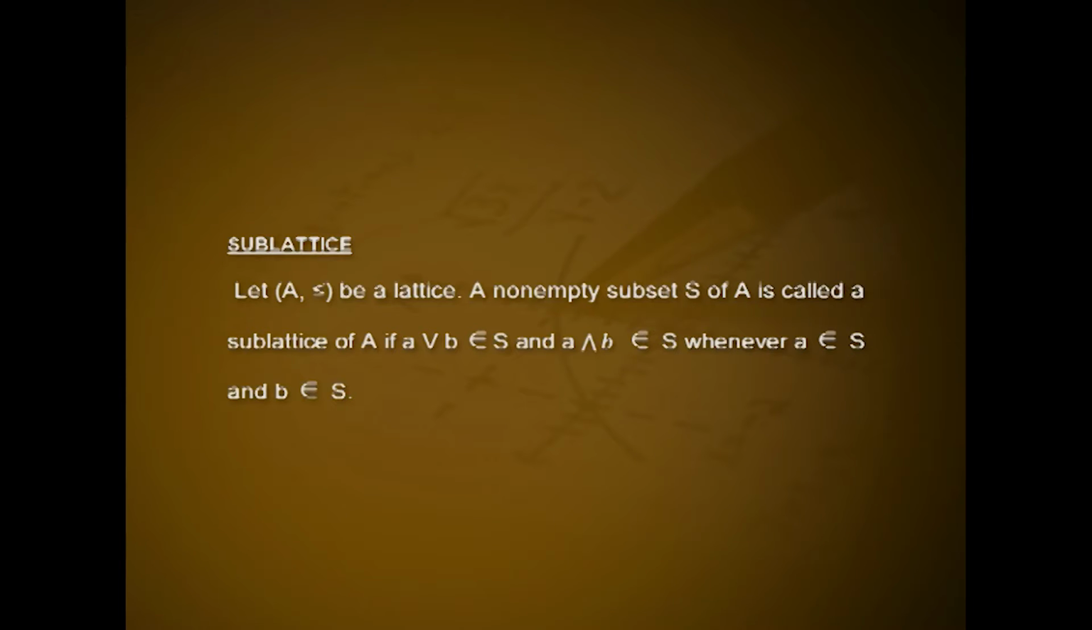Sublattice. Let (A, ≤) be a lattice. A non-empty subset S of A is called a sublattice of A if a join b is an element of S and a meet b is an element of S whenever a and b belong to S.